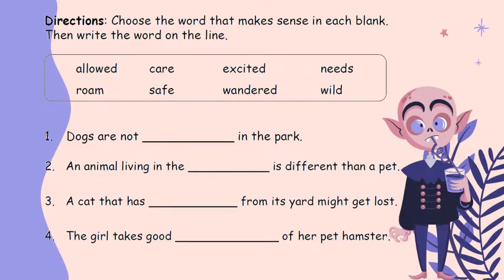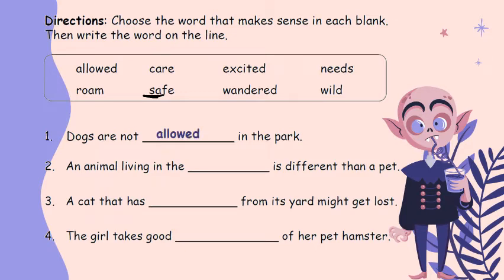Now let's choose the word that makes sense in each blank. Then write the word on the line. Let's write them together. The first sentence, let's read the words together first. We have the words allowed, care, excited, needs, roam, safe, wandered, and wild. Number one, dogs are not blank in the park. Dogs are not allowed in the park. They are not permitted.